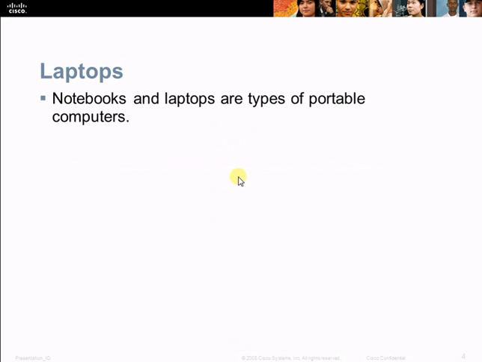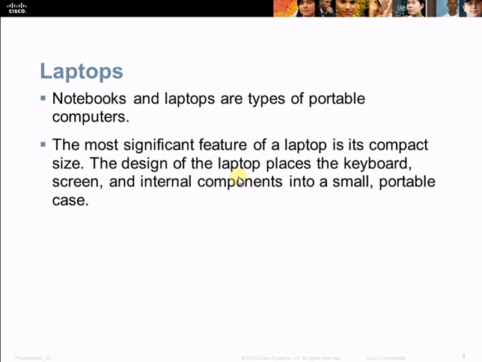So in laptops, these are considered laptops. Notebooks and laptops are types of portable computers. So they're things that allow us to not be attached with wires. Notebooks are usually slimmed down laptops that are mainly used for the internet. So the first thing we think of with a laptop is that it's compact and that the keyboard is a part of the laptop along with the screen and other internal components, and that it is portable.